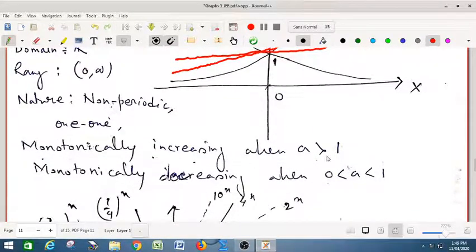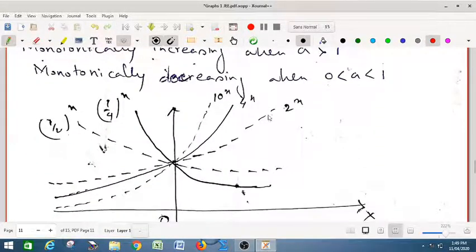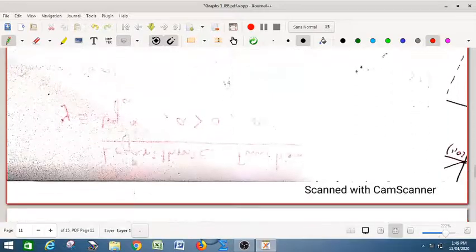Monotonically increasing, as we mentioned, and monotonically decreasing when 0 is less than a less than 1. So these are 2 to the power x, 4 to the power x, 10 to the power x, and on this side you have a less than 1. So this is how you can draw the exponential graphs.